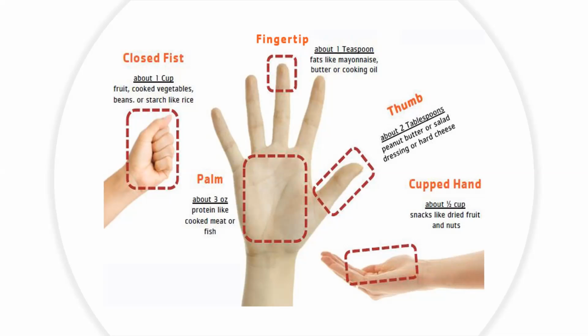So on the screen, you can see that's a child's hand, and there are different examples. A closed fist would be 1 cup, and if it was their palm size, it would be, I think, about a 1/4 cup, and you can use that as a rough guide as well. When we're talking about the thumb, that will be about 2 tablespoons. If you're talking about butter or maybe a peanut butter spread, you can measure it in that way as well.